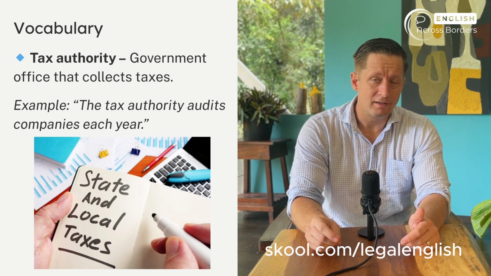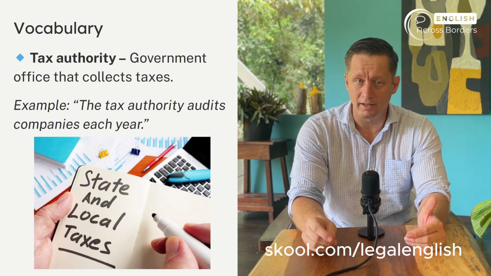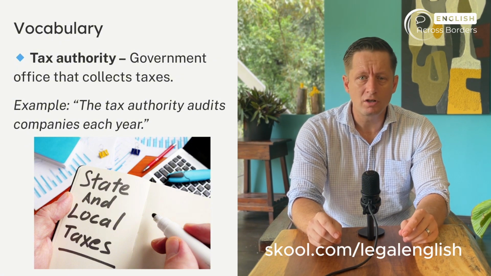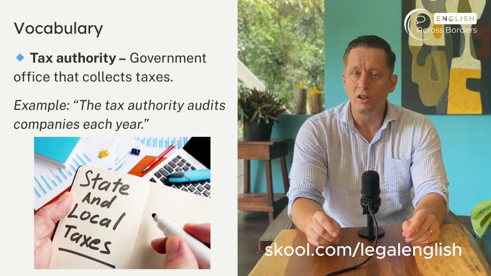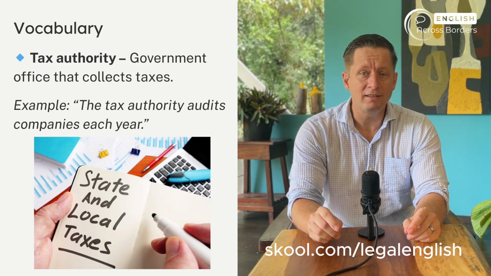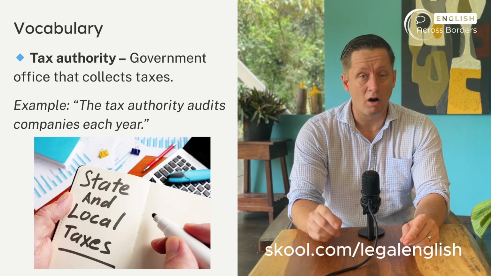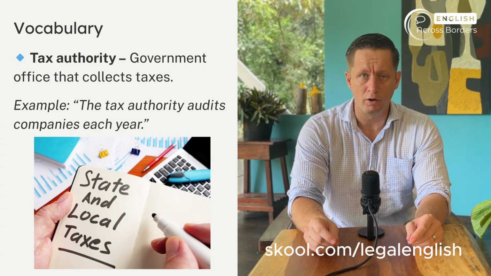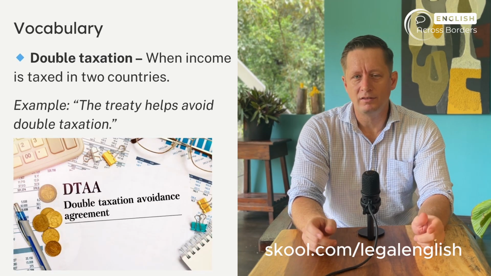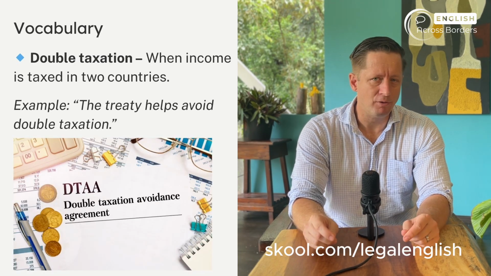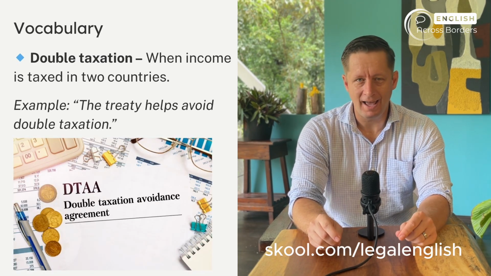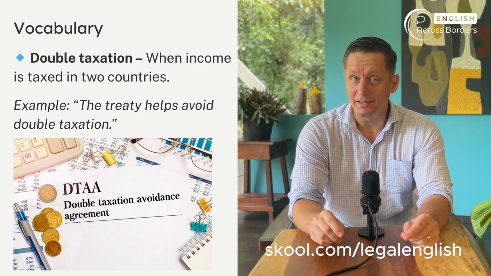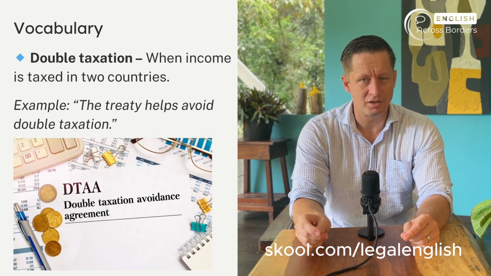In the US, the tax authority is the IRS. In the UK, it's HMRC. Each country has its own. A lawyer might explain the tax authority has the right to audit your company and impose penalties if you don't follow the rules. Double taxation happens when the same income is taxed in two countries. For example, the treaty helps avoid double taxation.